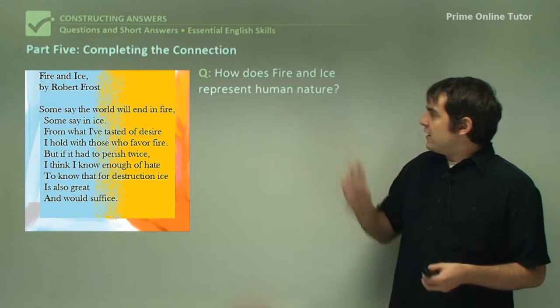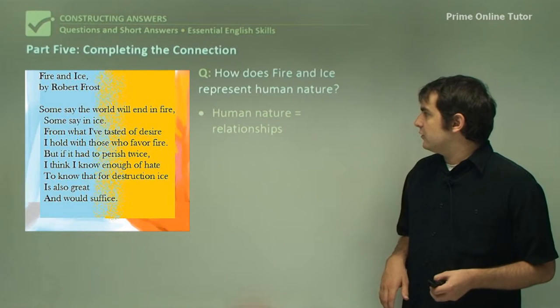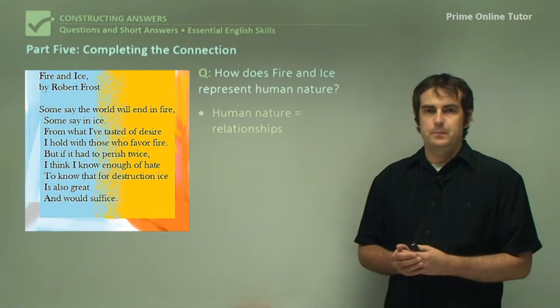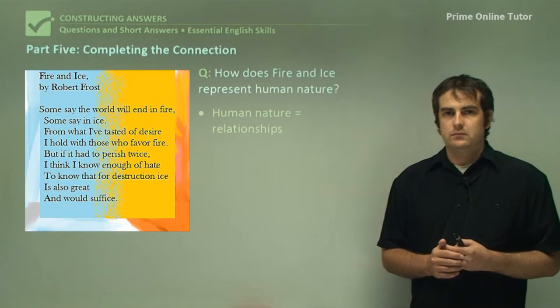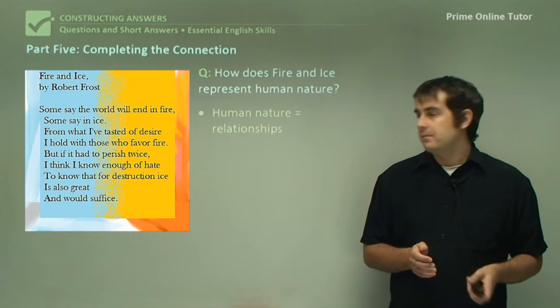So we've rephrased the question here. How does fire and ice represent human nature? It does a couple of things. First of all, human nature is basically another way of saying relationships, the way we relate to each other. And that's a huge part of human nature, that we have relationships with each other.